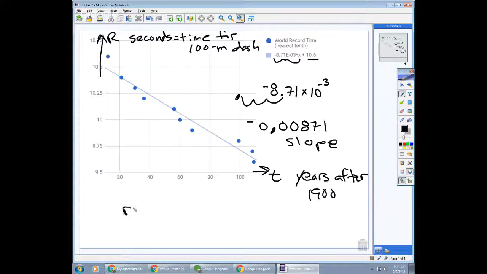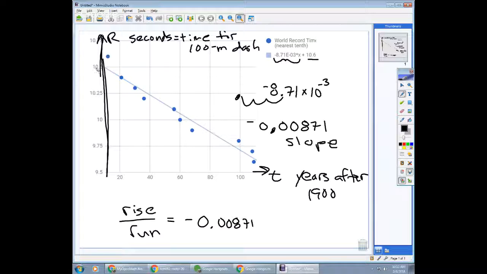So what is a slope? Remember, slope is rise over run. What are the units on that slope of negative 0.00871? What's the units for the rise? Well, that's the number, right? What's the units, though? What am I measuring? 10 what? 10.25 what? 10.5. Yeah, those are the time it took to run the race. That's seconds. Okay, so this is a number of seconds. And what's the run? What's changing over this direction? Years. So that's seconds per year.